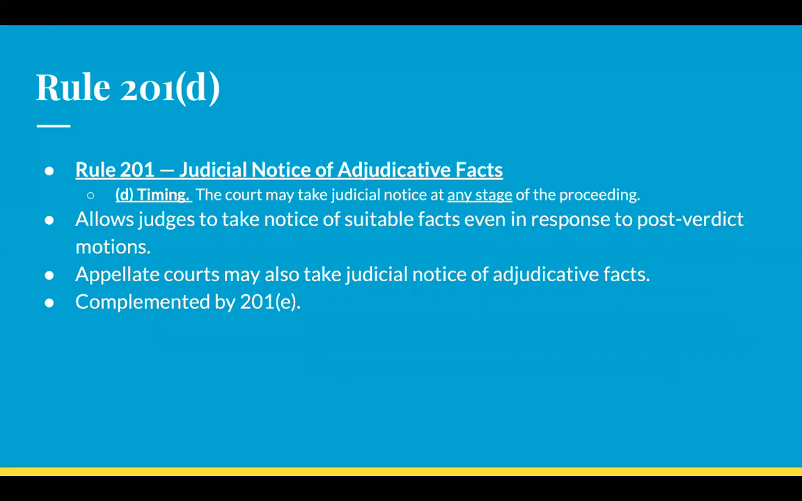So the first of this half, 201D on the slide here, states that the court may take judicial notice at any stage of the proceeding. This means that the taking of judicial notice is not limited to the pre-verdict phase of the trial, and not even limited to the trial court itself, but as you can see, can be taken at the appellate court level. This subsection is complemented by 201E. Next slide.